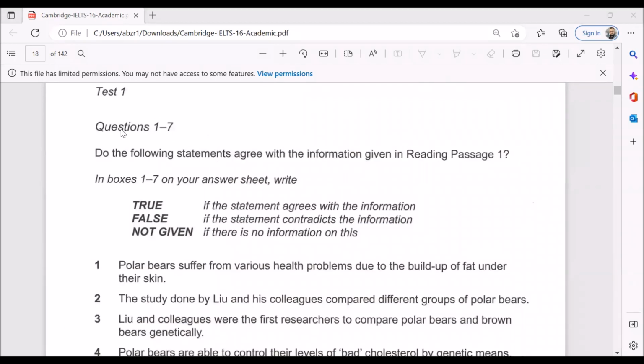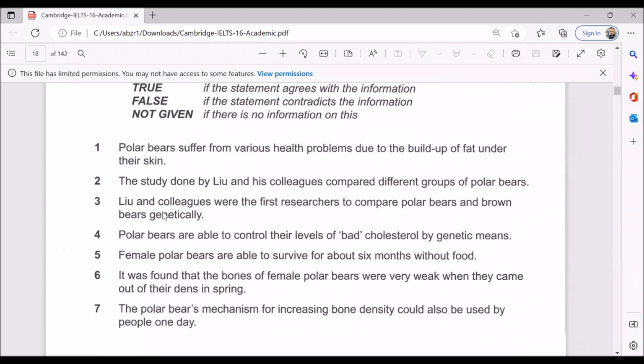Now in questions 1 to 7, you can see, do the following statements agree with the information given in reading passage 1? In boxes 1 to 7 on your answer sheet, write true, false, or not given if the statement agrees with the information, if the statement contradicts the information, if there is no information on this. Question number 1. Polar bears suffered from various health problems.